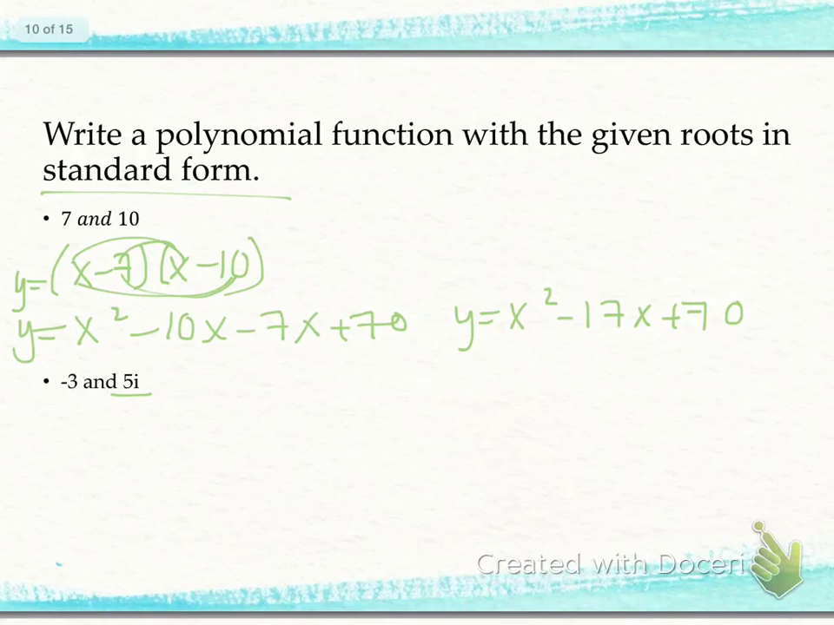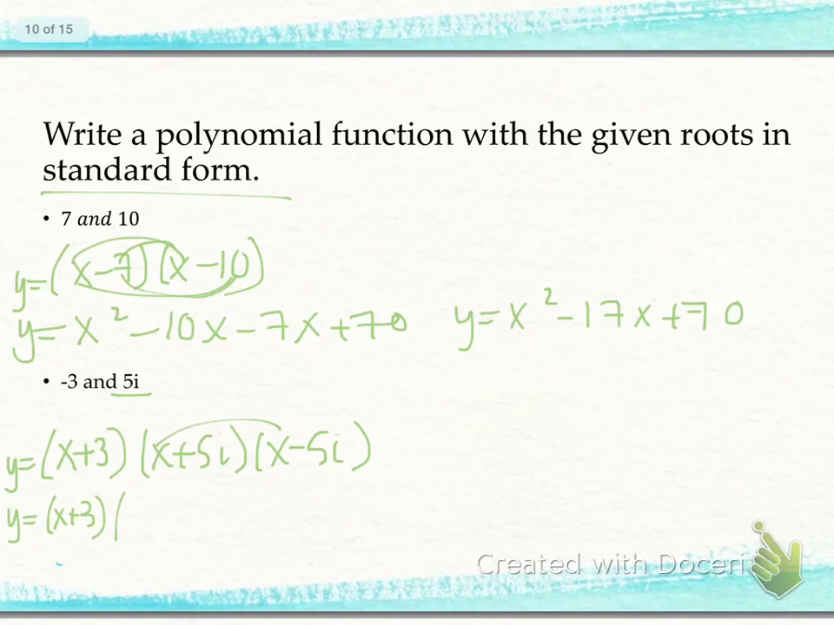My next one, I have to include the conjugate, so I need x plus 3, I need x plus 5i, and I need x minus 5i. And remember, my shortcut for this is I always pick the ones that are the same number, one positive, one negative, and I eliminate those first. So when I do that, I get first, outside, inside, and last.